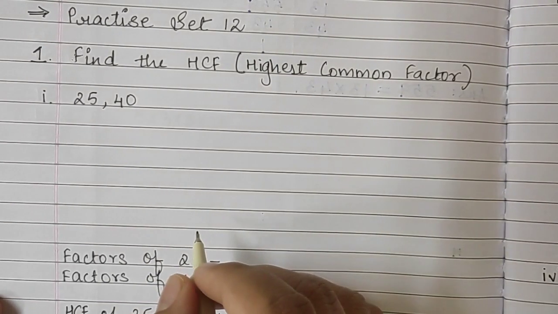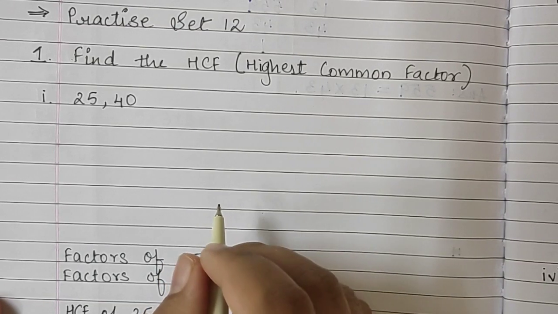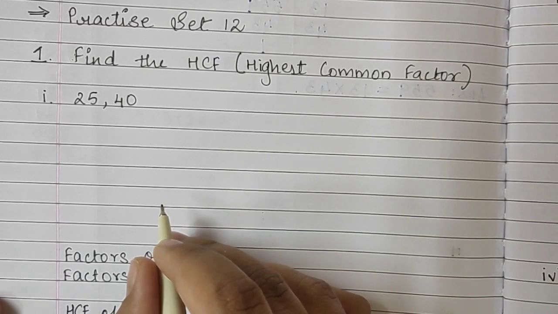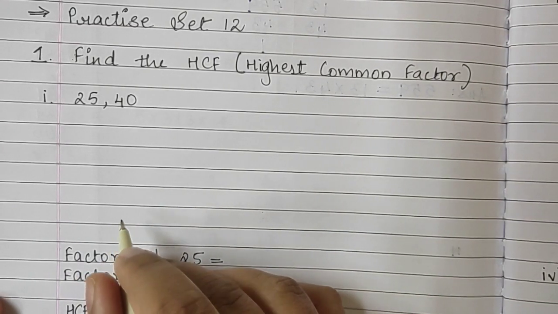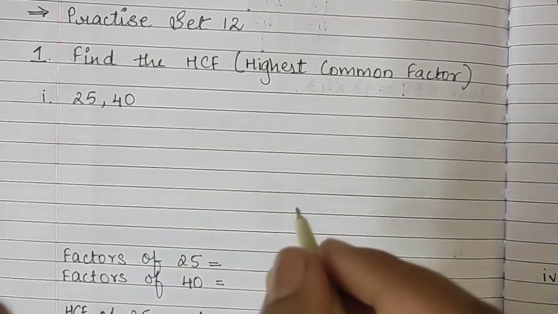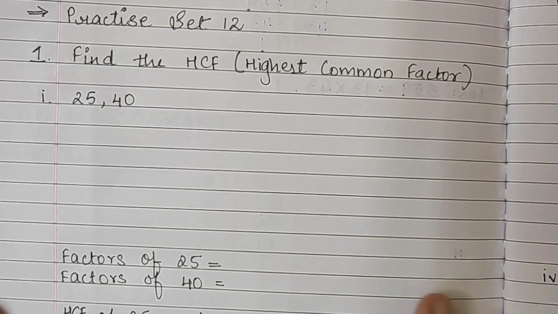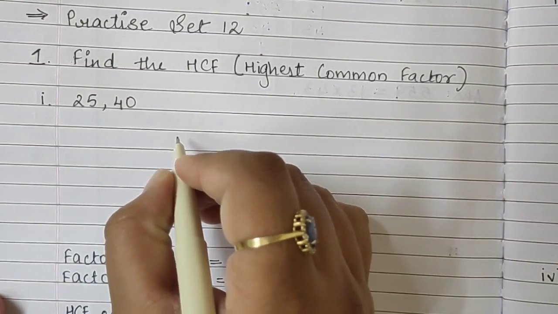So, we will find factors of 25 and 40. I have already taught you how to find factors of the numbers in the previous practice set. So, for reference, you can go to that practice set again and learn that. Here I won't be explaining how to factorize, but I will explain how to find HCF. So we'll factorize the number 25 first.